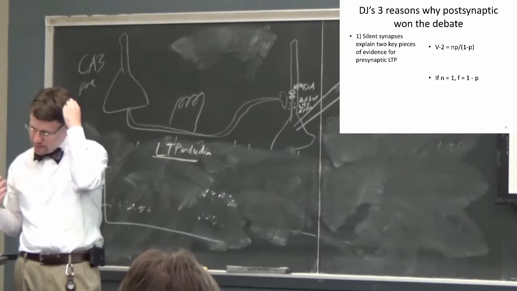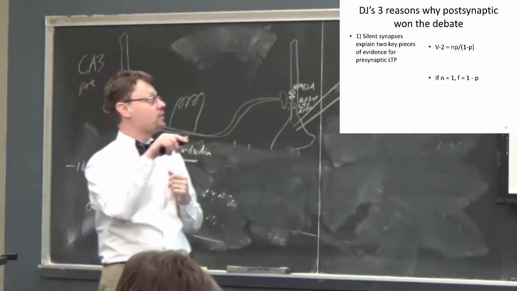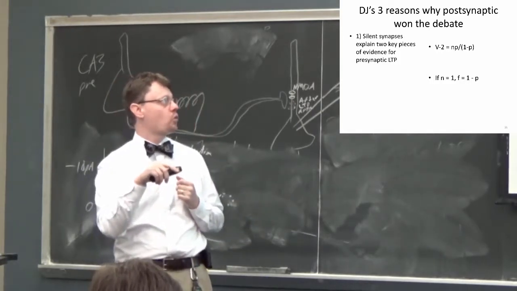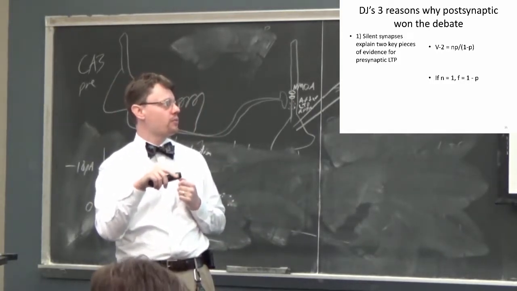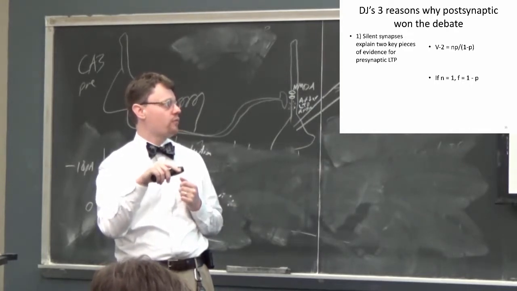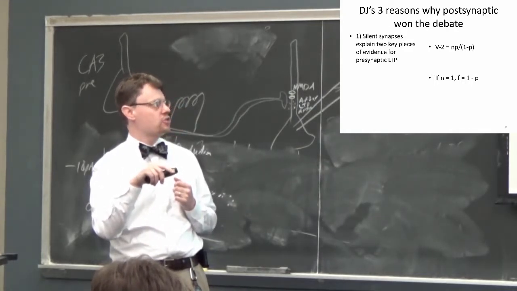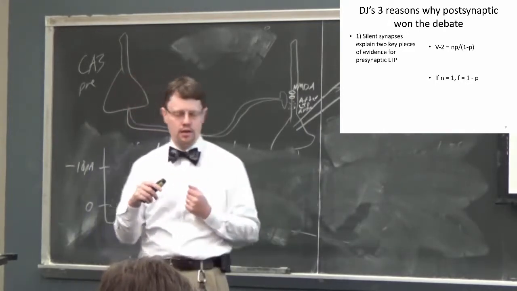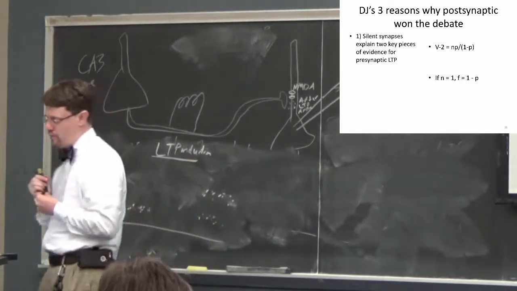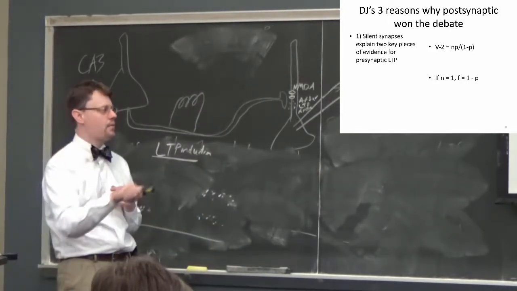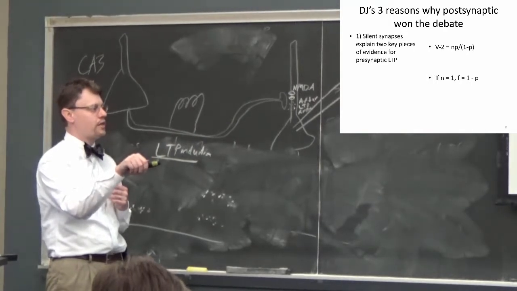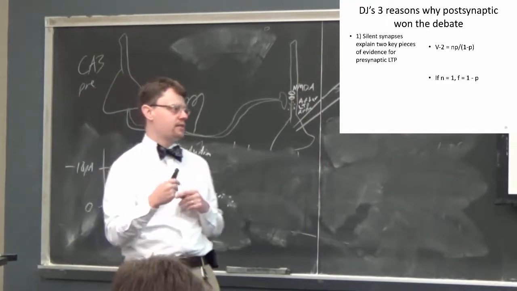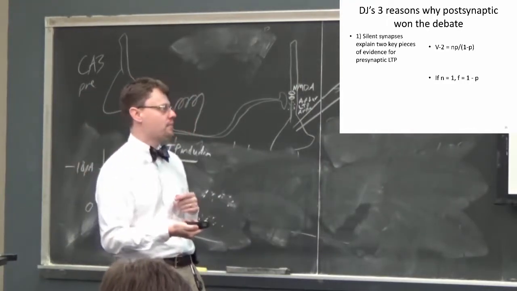One reason is that with the idea of silent synapses, we now have an explanation for both the 1990 work from Roberto Malinow, in which he had concluded that long-term potentiation was caused by a change in P, and also the 1994 work from Chuck Stevens, in which he argued that if N equals 1, then our failure rate is just equal to 1 minus P, so we can directly read out P, but didn't consider this idea that there might be some non-functional synapses.